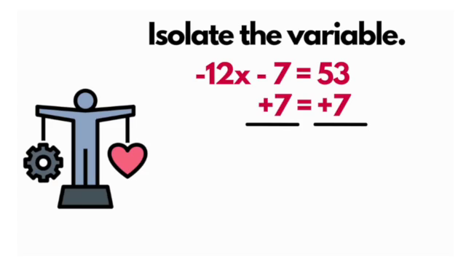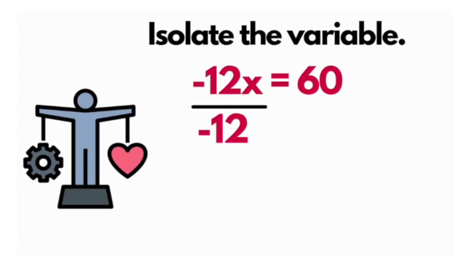So let's see what we have. Like we just talked about, negative 7 plus 7 is 0. So we actually simplify that side of the equation. And let's do the same to the other side. We have 60, because 53 plus 7 is 60. Now, what we have left is negative 12x equals 60.